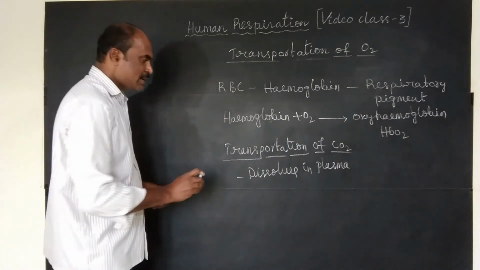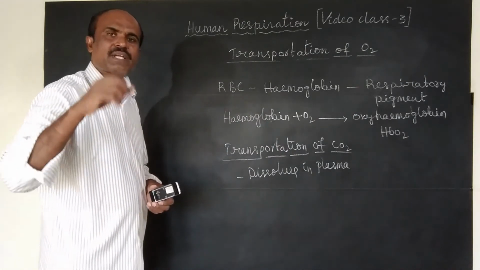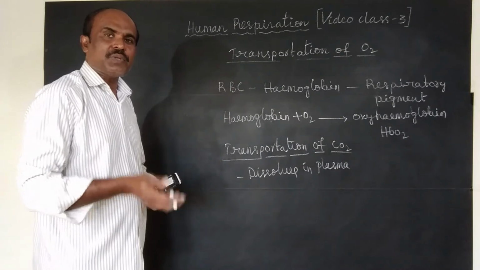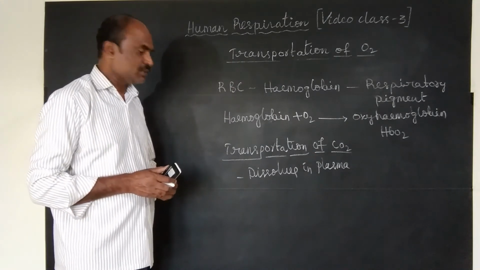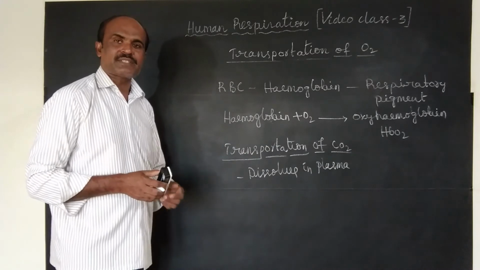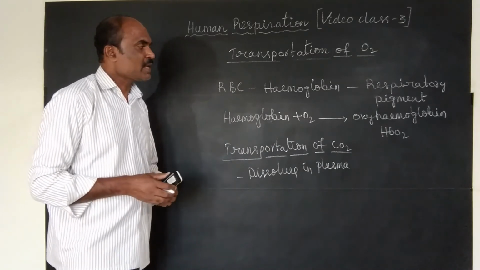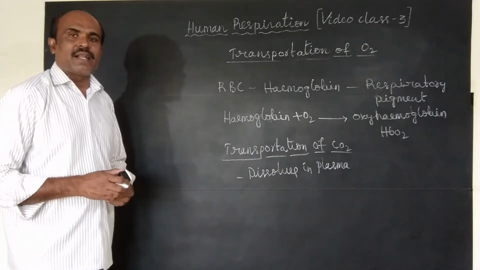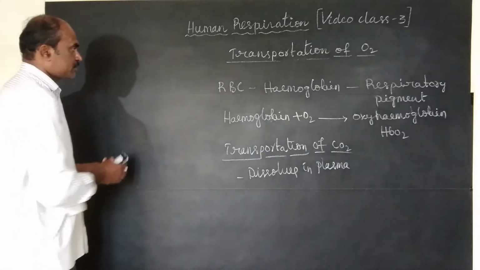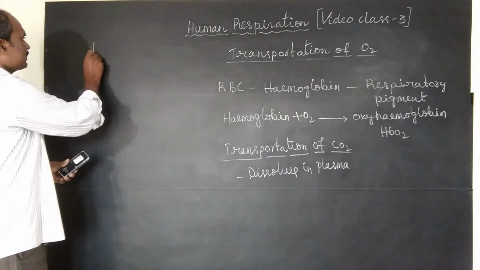It means plasma consists of more than 80% water. So it dissolves in water and it is transported. So this is how carbon dioxide is transported. Now let us understand lungs infections.